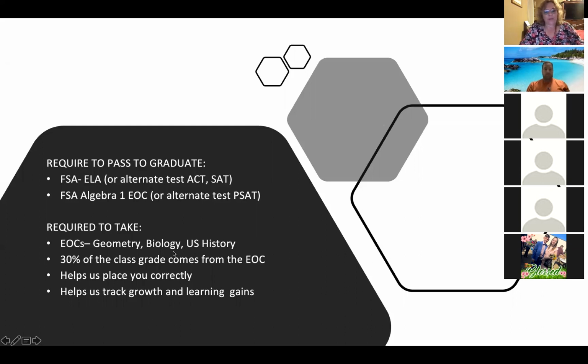These EOCs help us place you correctly. It also helps us make sure that the teacher's delivering the content well. If you have a lot of students pass your EOC, you know you did a really good job. So it's good for teachers and students. But it mostly is for us to help track growth and learning gains.